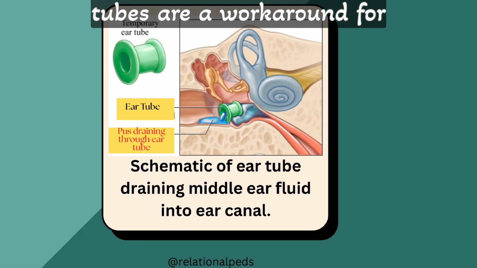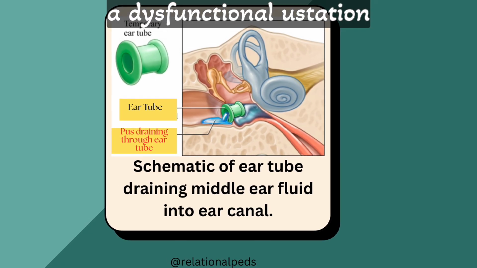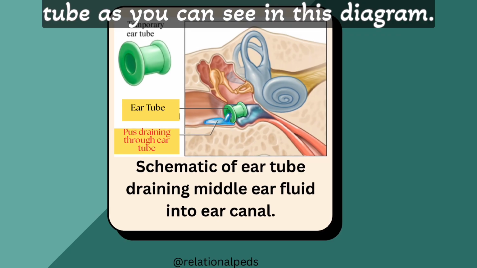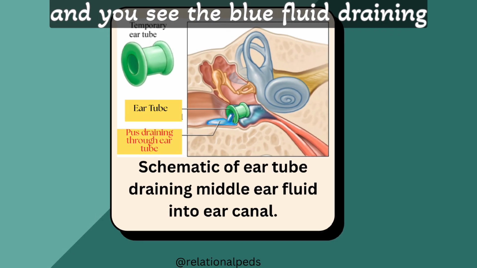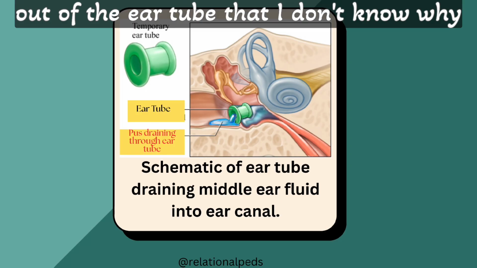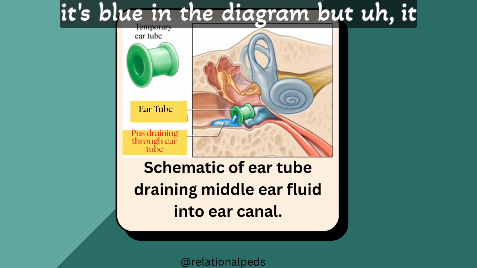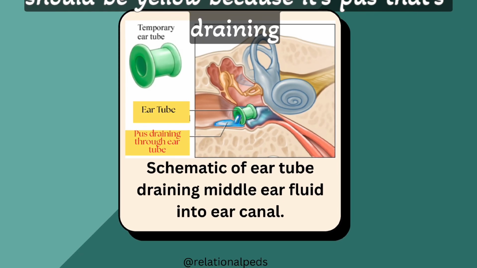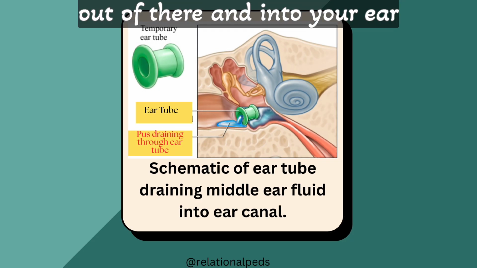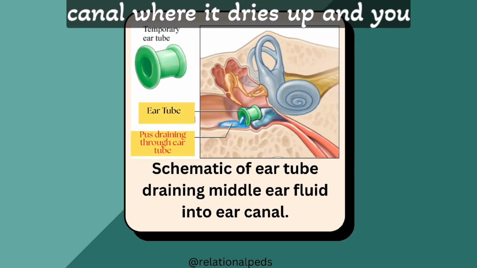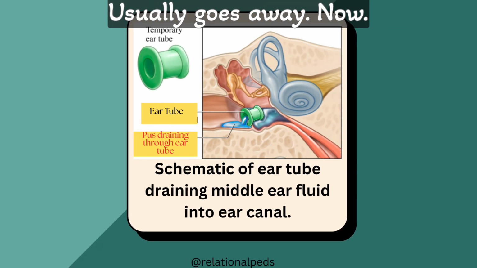Ear tubes are a workaround for a dysfunctional eustachian tube. As you can see in this diagram, you see the blue fluid draining out of the ear tube. I don't know why it's blue in the diagram, but it should be yellow because it's pus that's draining out of there and into your ear canal where it dries up and usually goes away.